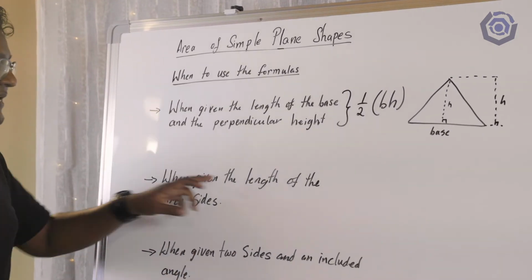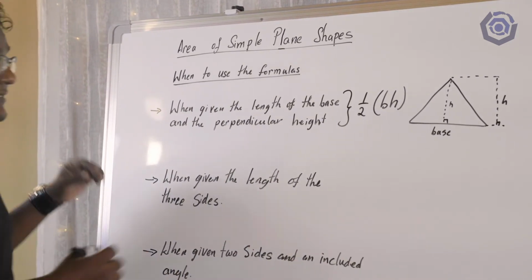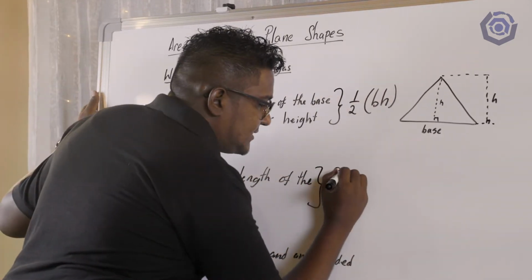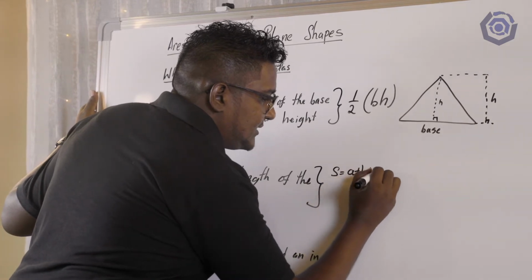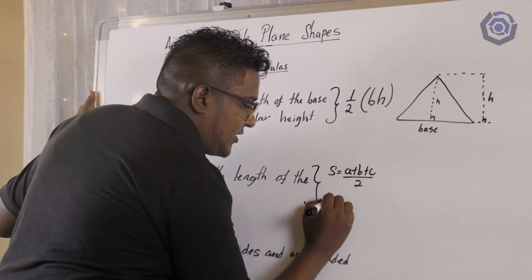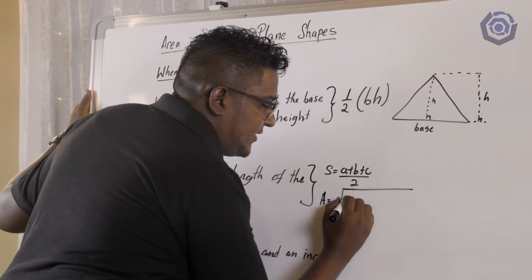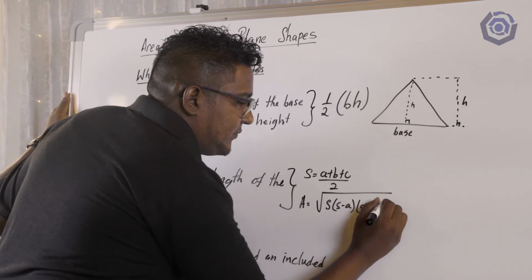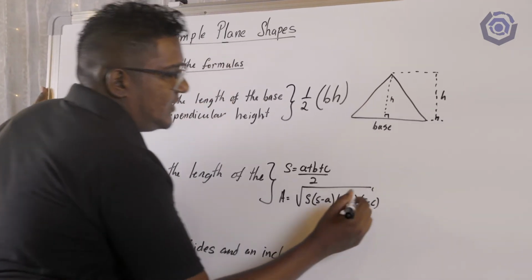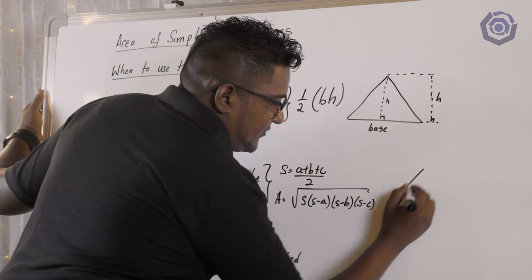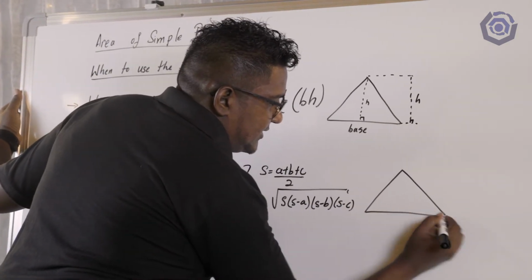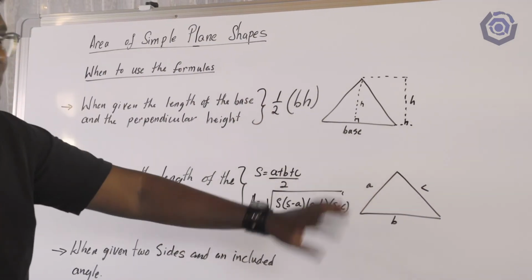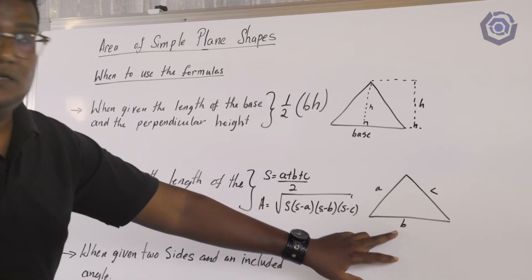The second scenario is when given the length of the 3 sides. In this one, we use Heron's formula, where S is equal to A plus B plus C divided by 2, and then A is equal to the square root of S times S minus A, S minus B, S minus C. From the example, that's when you're given the length of our 3 sides. There is no height, nothing else but the length of all 3 sides.